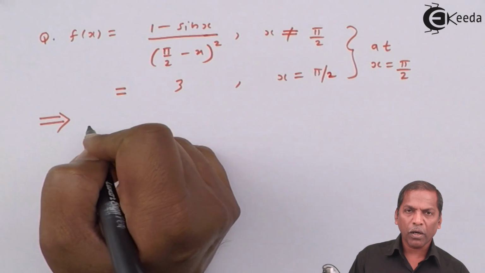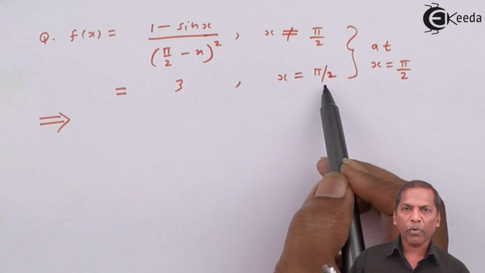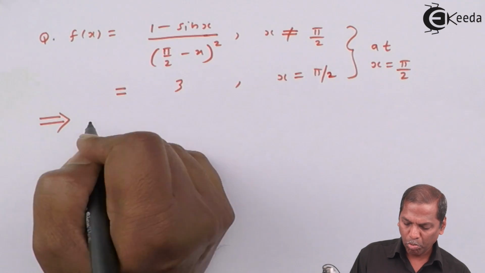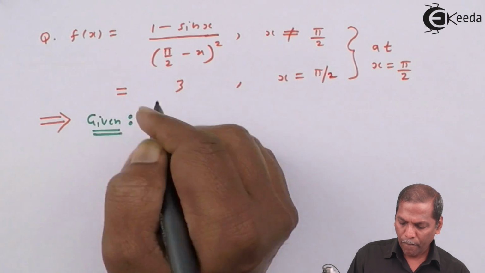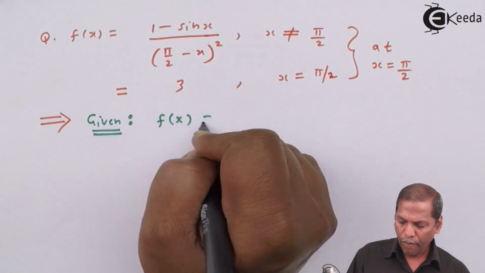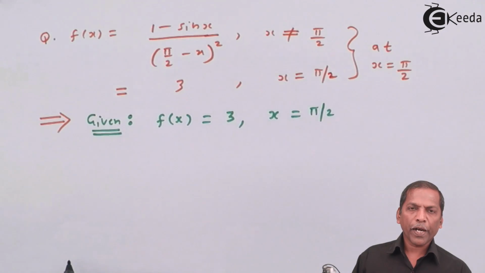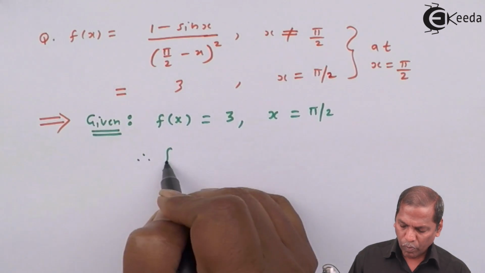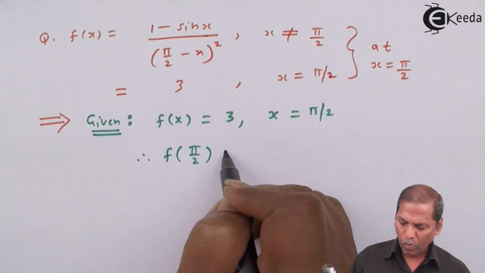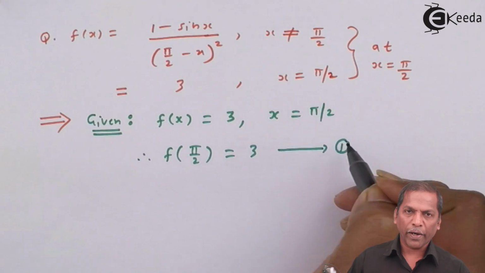First of all, we go with the given that f of x is equal to 3 for x equal to pi by 2. Now whenever x is pi by 2, it means f of pi by 2 is equal to 3. Let us denote this as equation 1.